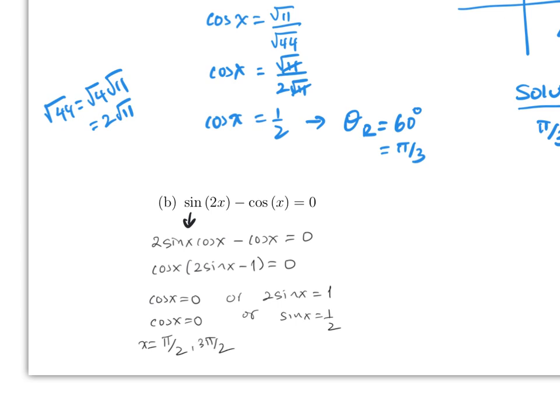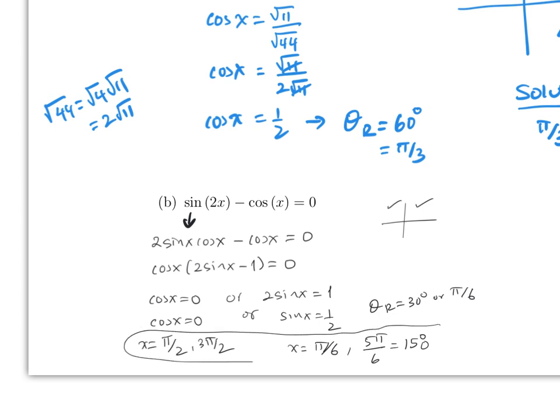And for the one that gives you 1/2, the reference angle is 30 degrees, or pi over 6. So therefore, the answers are x equals pi over 6. Remember that sine is positive in the first quadrant and the second quadrant. So if the reference angle is 30 degrees, the second solution will be 150 degrees, so it should be 5 pi over 6. This is the same thing as 150 degrees. And that's it. So these are the 4 answers for this problem.